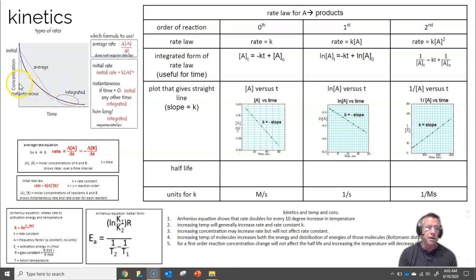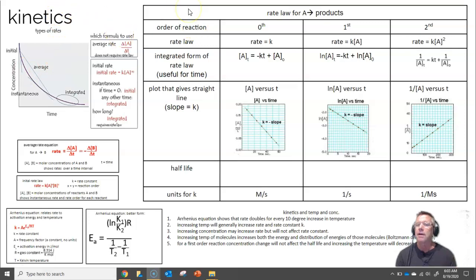We can also come up with the rate of reaction at any given point in time. That's known as the instantaneous rate. And finally, there's also the initial rate, which is the instantaneous rate right when it begins. That would be right at that point where you're tangential to the curve. So fine, lots of ways you can measure the rate of reaction.